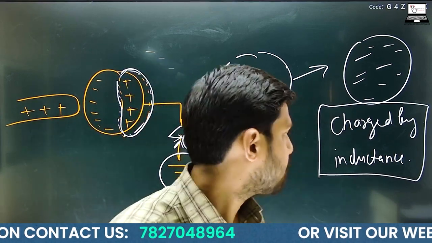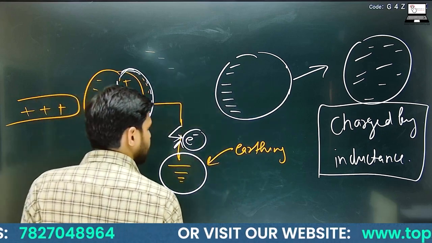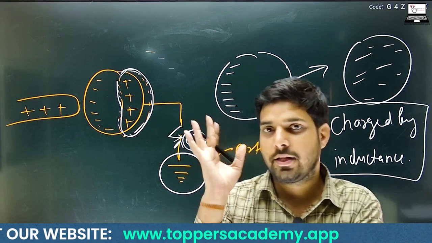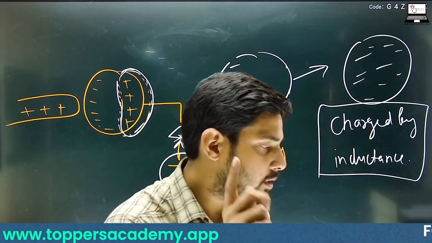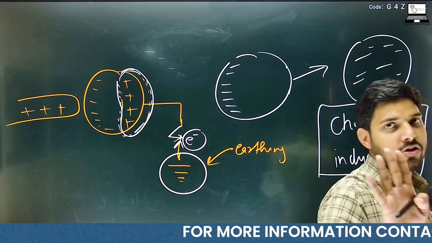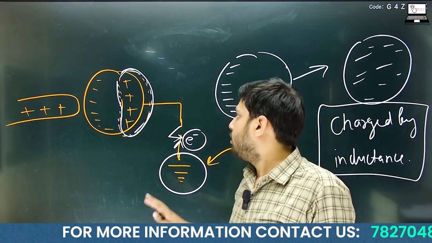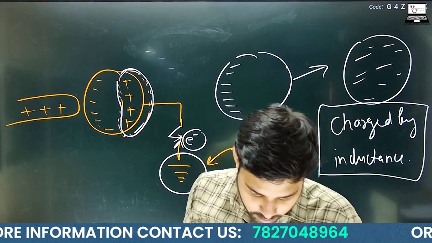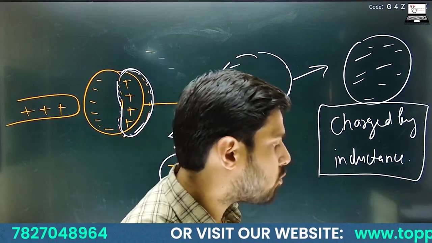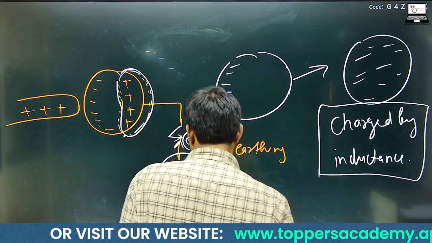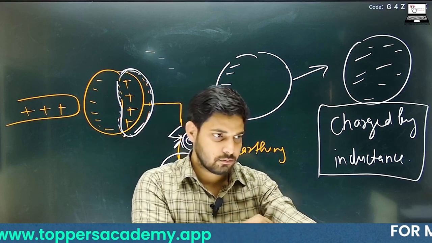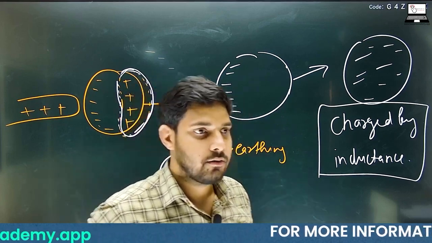Clear? Now complete. Our session has been ended. As I have told you, we were going to discuss the three methods of charging: conduction, friction and induction, and the four properties of charge. We are ending this session right now, and in the next session we are going to start Coulomb's law and everything. Clear?